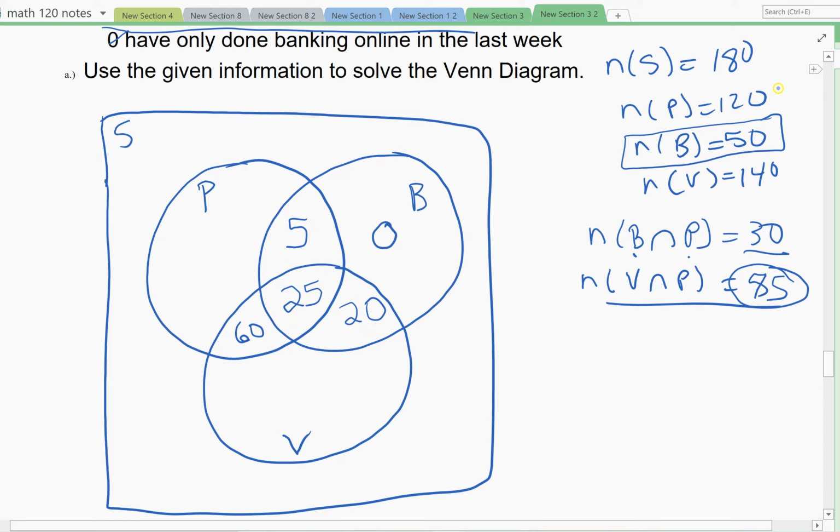Alright, now it's just up to you. I'll do the purchasing next. So my purchasing should add up to 120. Same thing: I take my 120, subtract away 5, subtract away 25, so that's 30, subtract away 60. So I've got 30 and 60, and so that leaves me with, sorry, 90, right? 90 here. So 120 minus 90, so we have 30.